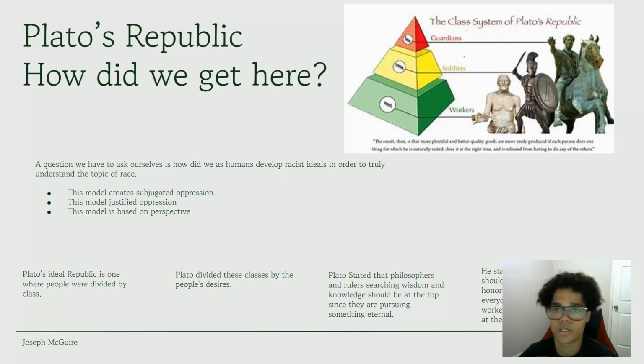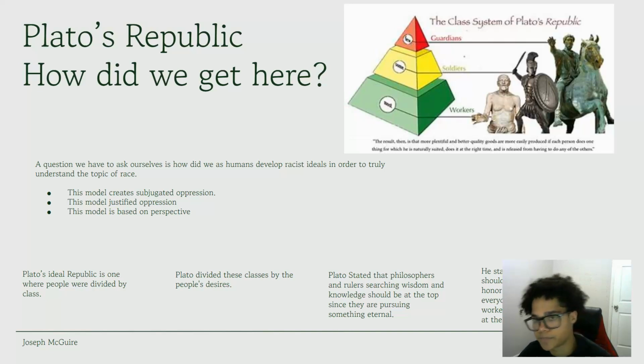Soldiers are fighting for glory and honor, and then at the top, of course, the guardians. We know that Plato really valued things in the intelligible realm, those eternal things like math and science, so those would be at the top of the pyramid. And real quick, this model is based off perspective. Anybody can make their ideal republic, but we have to realize that this set a groundwork for what racism is, and that's because number one, it created subjugated oppression.